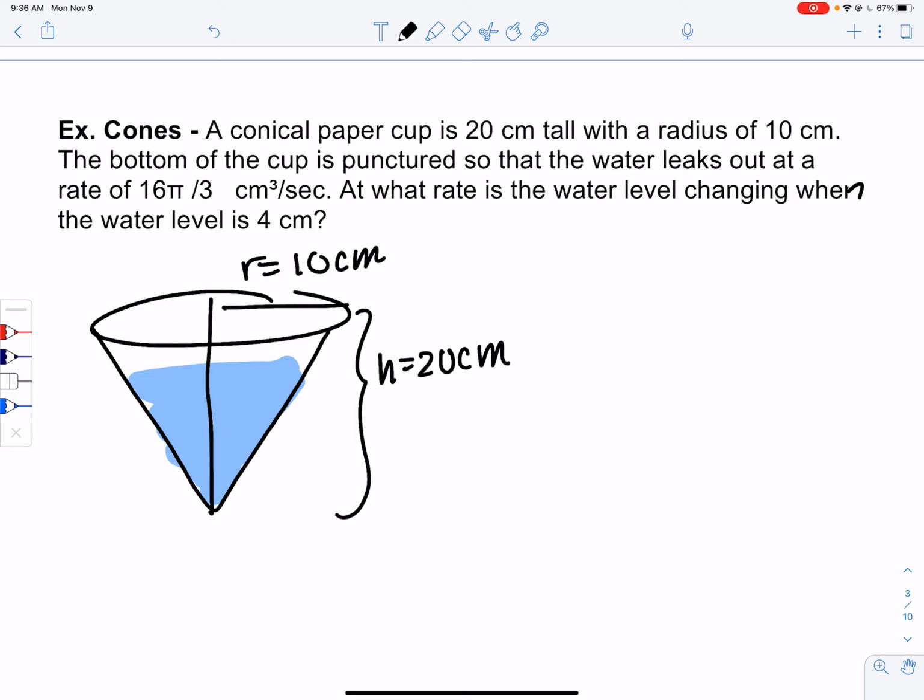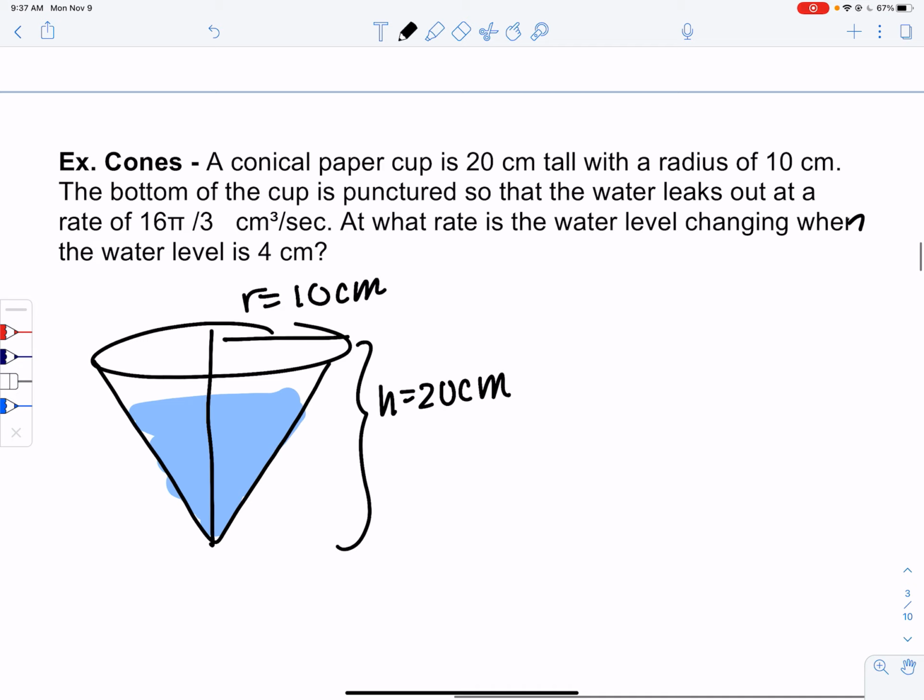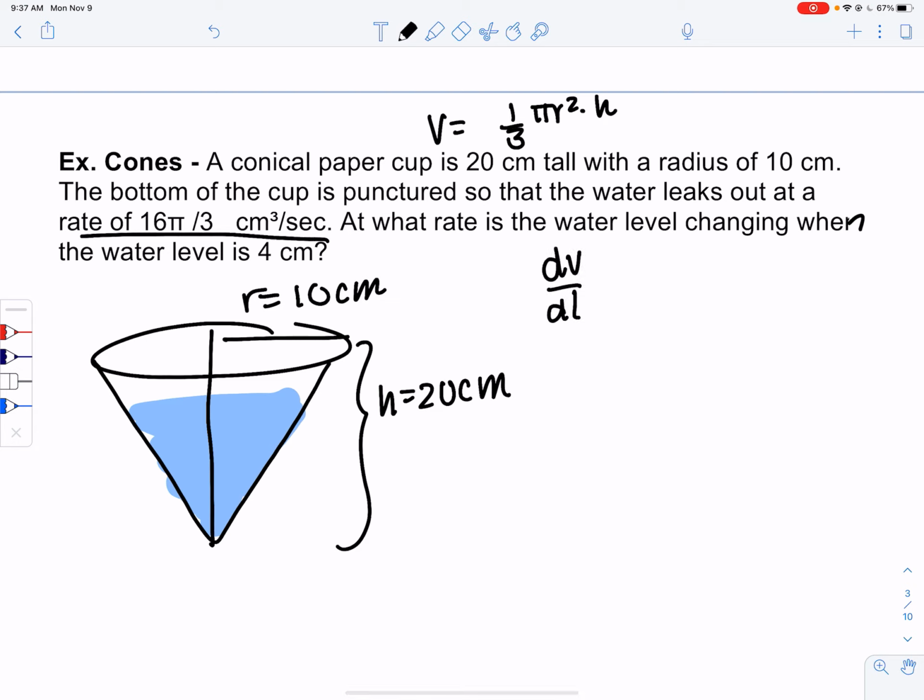Okay, so let me write down what I know about cones and volume and then relate the variables. The volume of a cone is a third of the volume of a cylinder, so pi over 3 r squared times h. And I know that the water is leaking out at a certain rate, so they're giving me dV/dt, and it's negative 16 pi over 3 centimeters cubed per second.